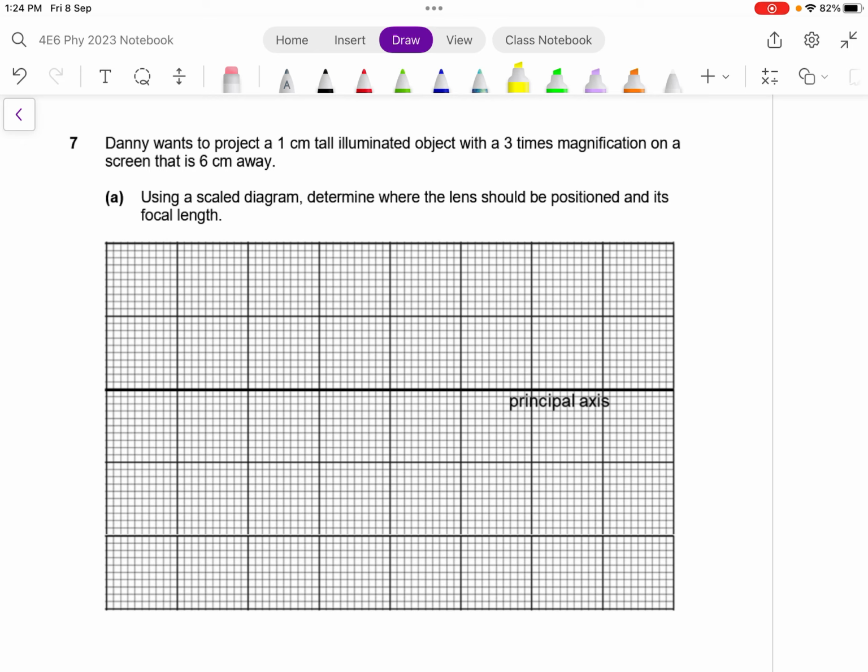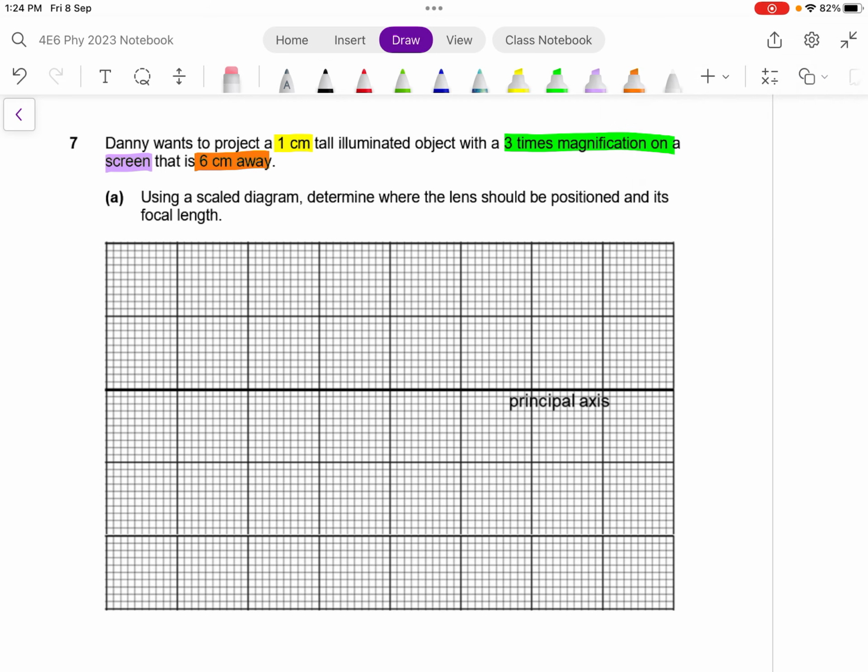So first things first, they are telling you that it is a 1 cm object that turns into a 3 cm image, and it forms on a screen. So I know that it has to be on the other side of the lens. They also tell you that the image is about 6 cm away from the object, not from the lens, from the object. So in this case, let's quickly do this.